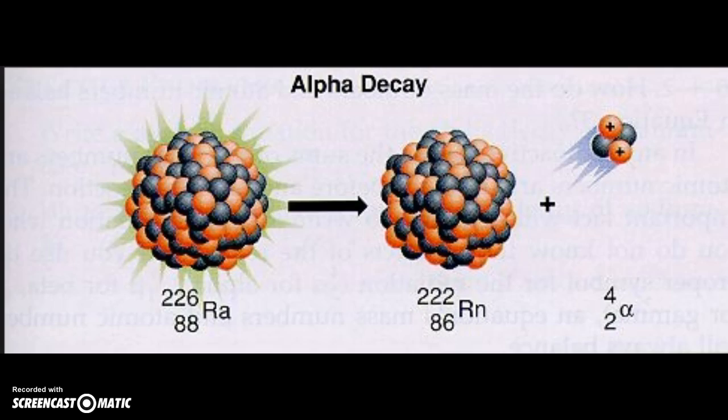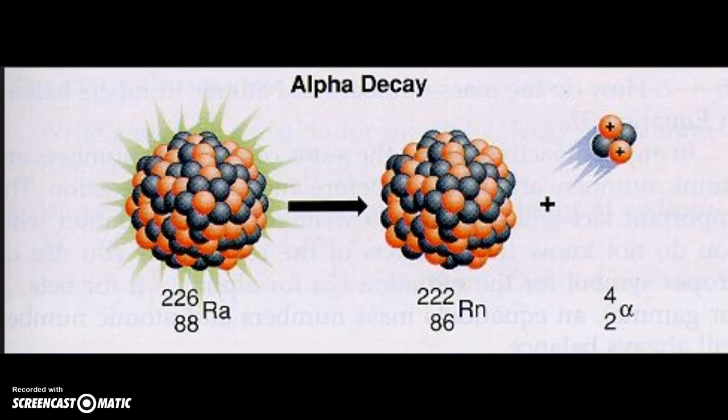Alright guys, so the first type of decay that we're going to look at is alpha decay. Now on the left hand side of the arrow, we have our parent material. In this case, it is a radium atom, which has a mass number of 226 and an atomic number of 88. The daughter product of this reaction is a radon atom. And we also have our alpha particle being released.